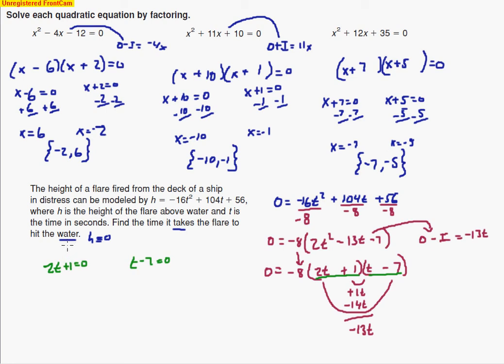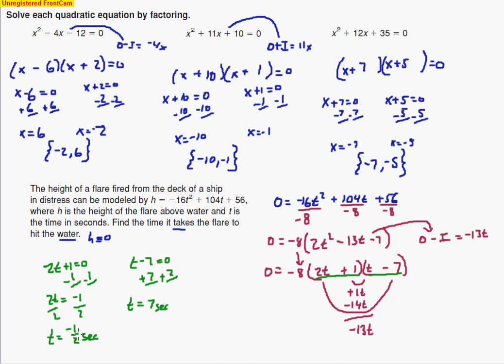So we go ahead and work this first one, and I have to subtract the 1 from both sides, and I end up with 2t equals negative 1. So I divide by 2, and there's my answer. t equals negative 1/2. Over here, I end up with adding 7 to both sides, and I end up with positive 7. So let's take a look at our answers here. Remember what they're asking. They're asking for the time it takes the flare to hit the water. Well, let's just think about those answers here. We have one answer that's negative 1/2 of a second. Another answer is 7 seconds.